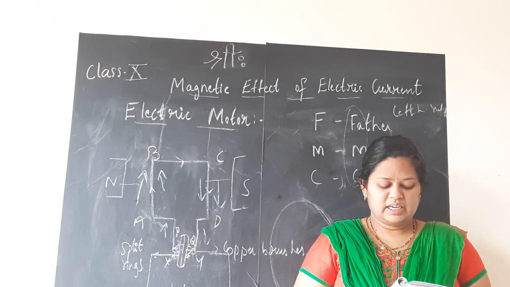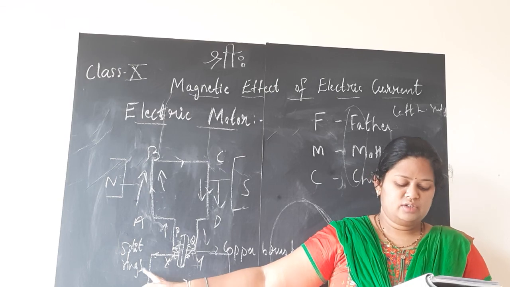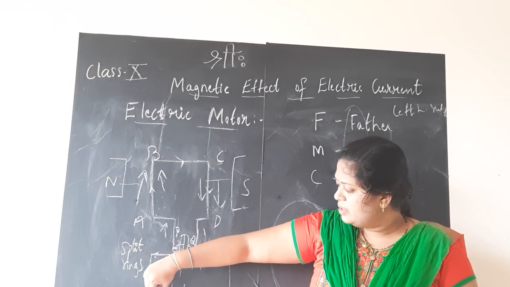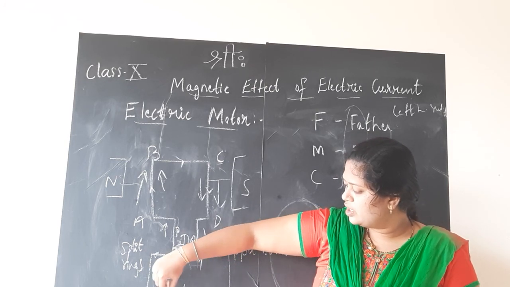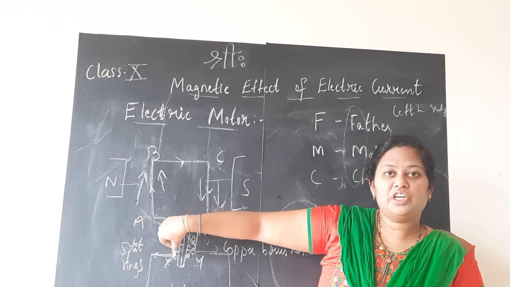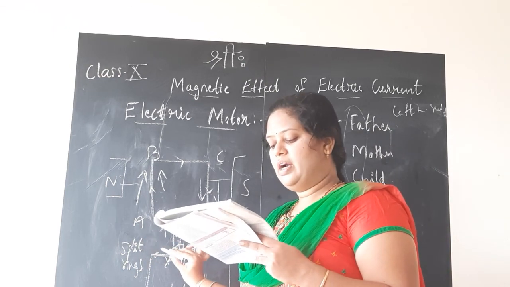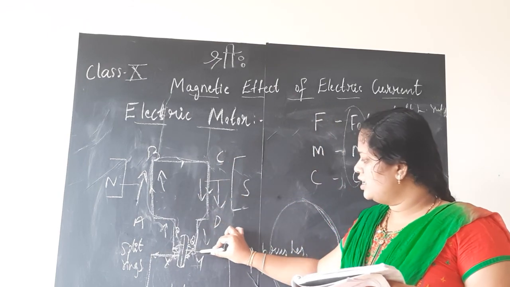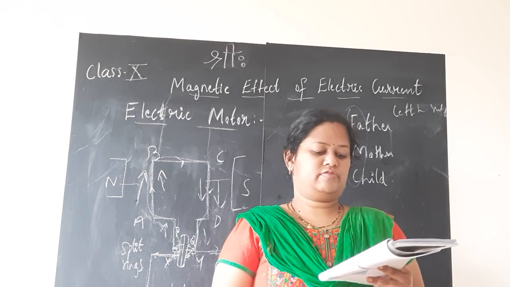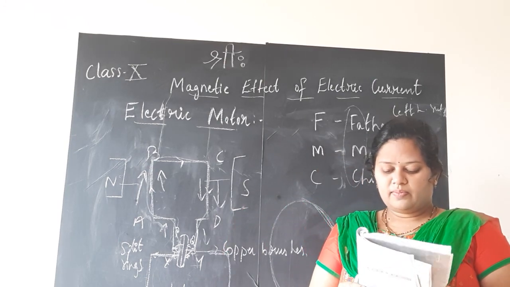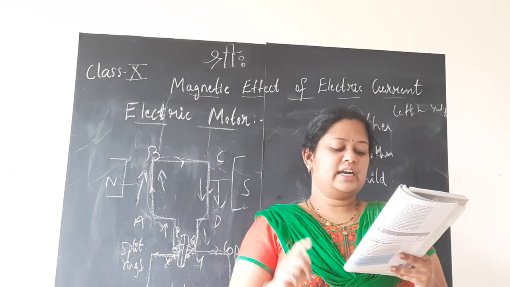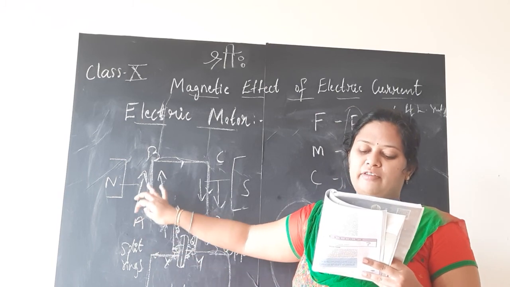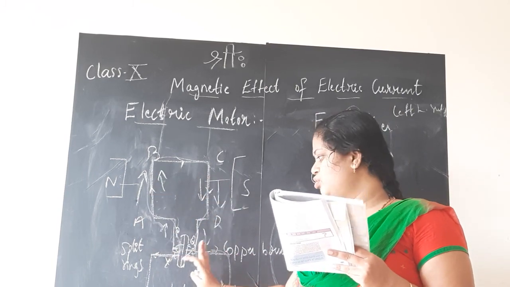Current in the coil ABCD enters from the source of the battery through the conducting brush. See, this is positive, this is negative. When you switch on the circuit, the current goes from the positive of the battery to brush X, through A, B, B, C, C, D, D, A, then through Y, and comes to the negative of the battery. So current in the coil ABCD enters from the battery to the conducting brush X and flows back to the battery through brush Y.